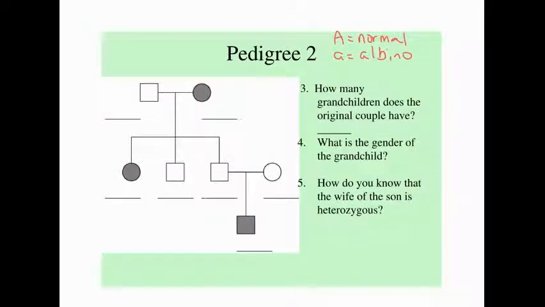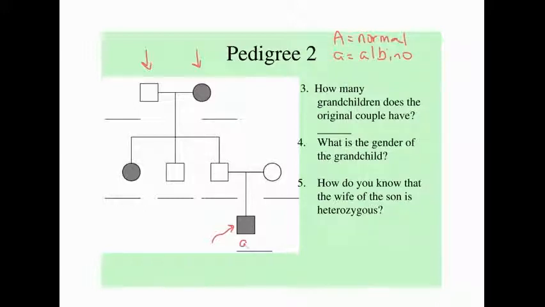All right, so now we're going to try a simple one. So first of all, remember the squares are the guys. Males are the squares. Females are the circles. Anybody who's shaded in, like this male way down here, you have the albinism trait. So everybody that's shaded in, we know their genotype.